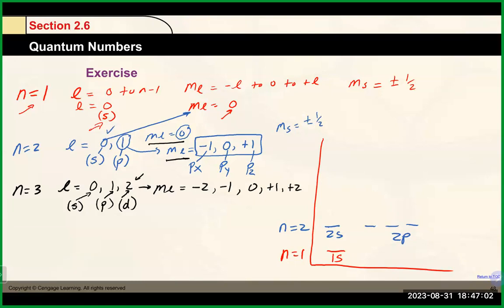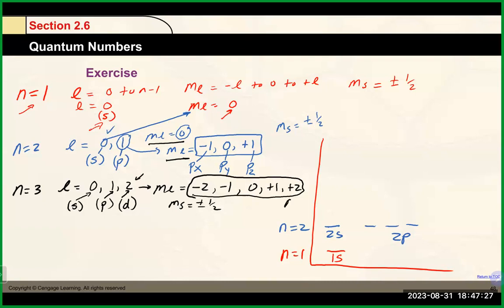The d orbitals, or the d subshells, have how many orbitals? How many numbers do I have here? I have 5. So each one of those represents one of the 5 d orbitals that we see. And obviously, in any of those orbitals, they can have an electron that's either positive or negative.